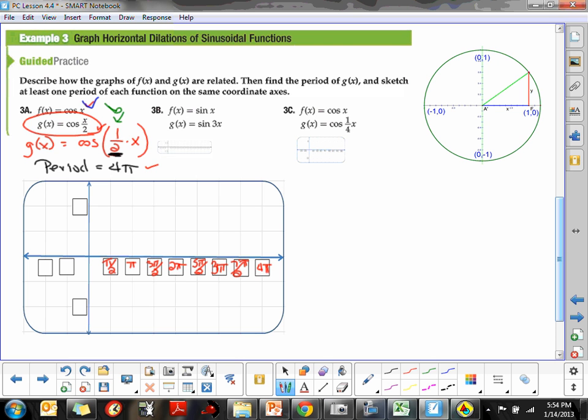Now our parent function cosine of x, if we think about our unit circle over here, we want to go to a positive one, we're going to go to a negative one, and the cosine of 0 is 1. The cosine of pi halves is 0. The cosine of pi is a negative 1. 3 pi halves is 0. 2 pi is a 1, and it's going to repeat those values again. And by 4 pi, we're back to the top.